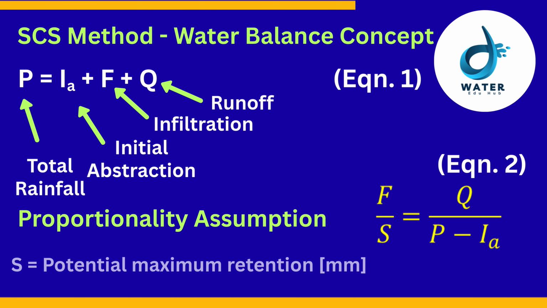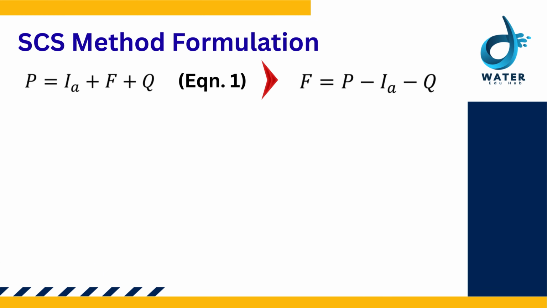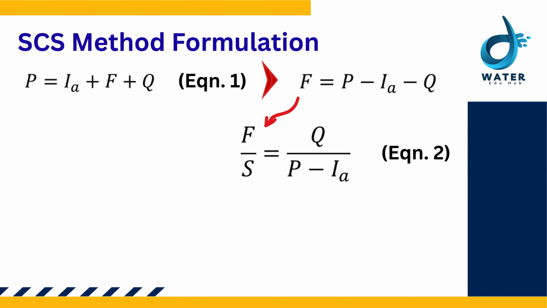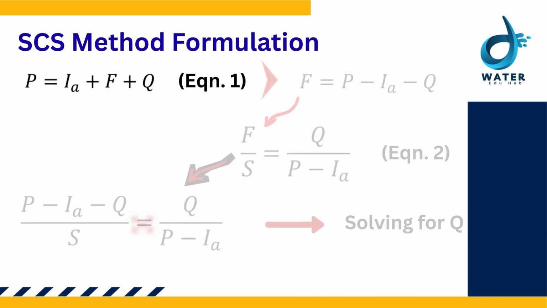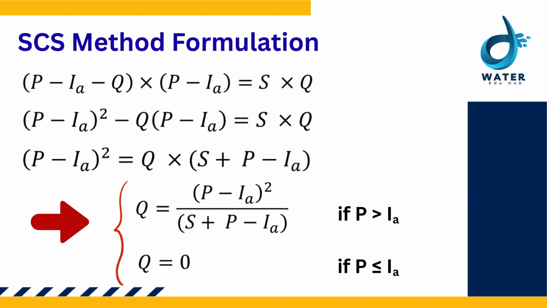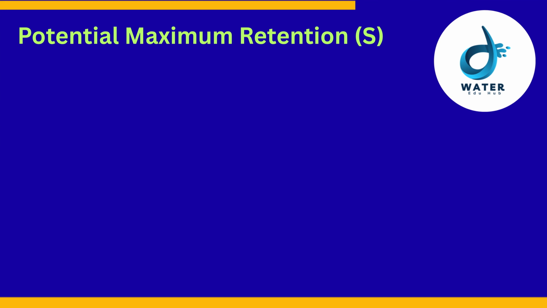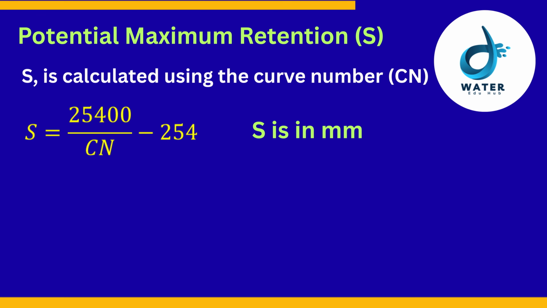Here, S is the potential maximum retention. To derive the runoff equation in this method, we first substitute equation 1, the water balance, into equation 2, the proportionality assumption. By cross-multiplying and solving for Q, we get this. We can now have the final SCS runoff equation like this. On the other hand, the potential maximum retention S is calculated using the most important model parameter, known as curve number.